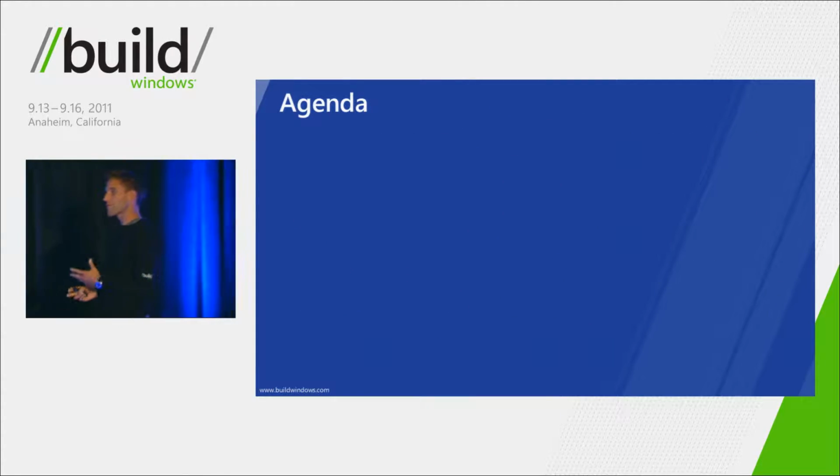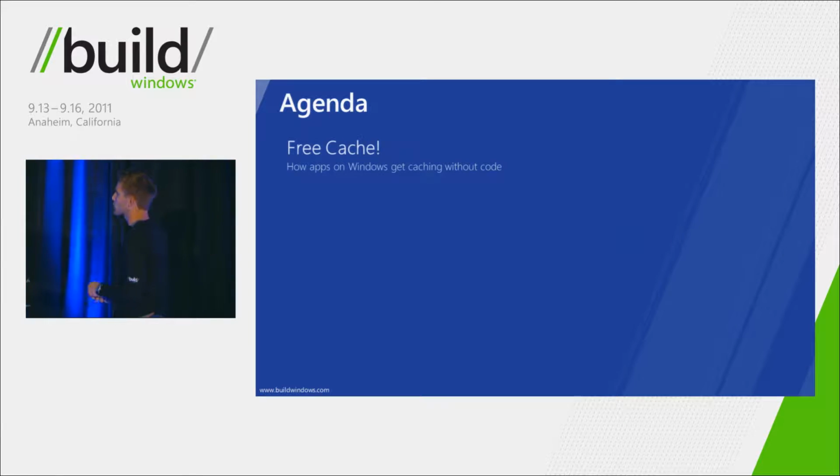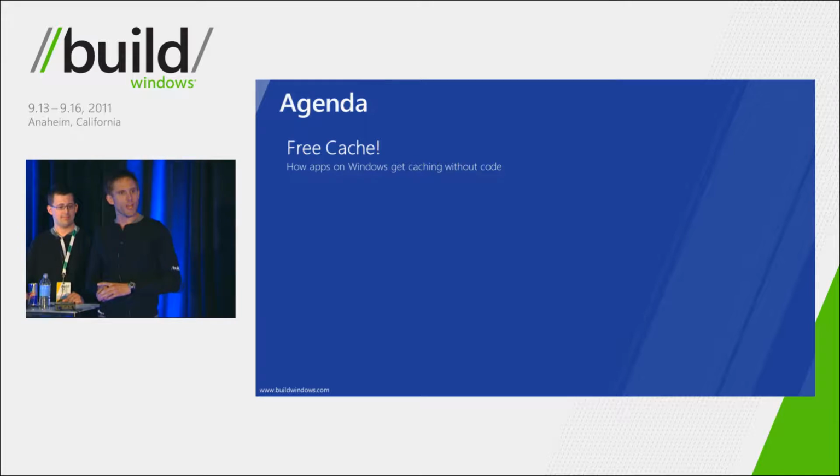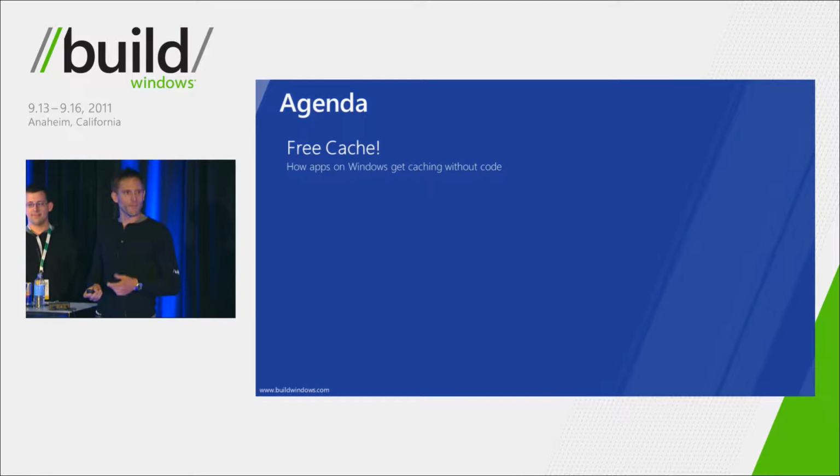Okay, so there's 4 major sections to this talk. The first one's this. I'm going to cover this. We're going to tell you how you can get free cache. So this is how you can use BranchCache without writing any code, speed things up, and save a whole bunch of bandwidth and make things faster.